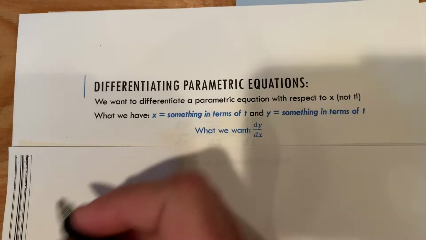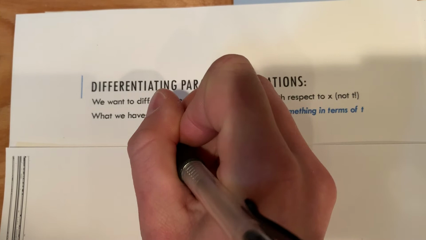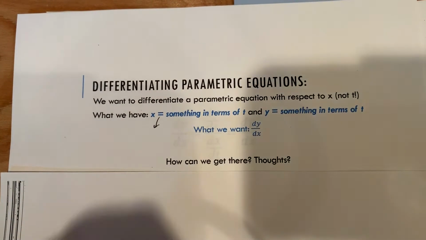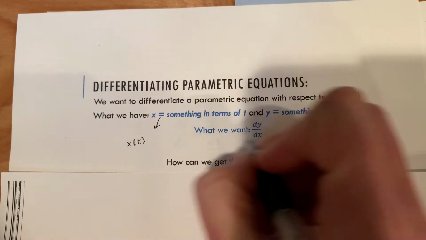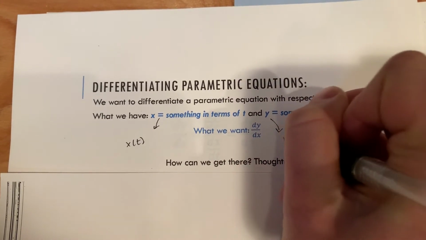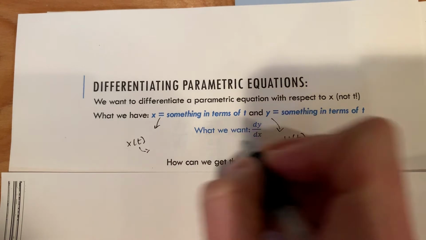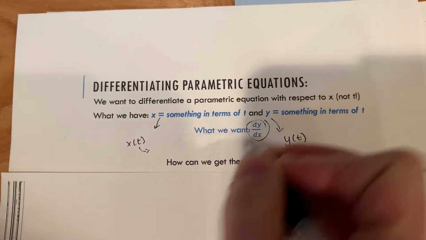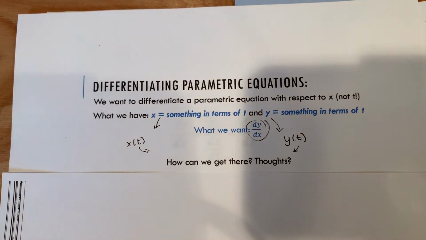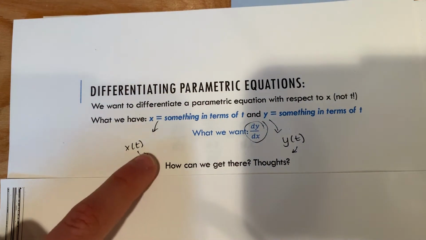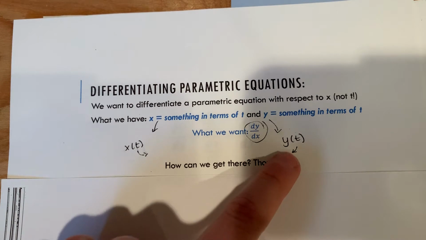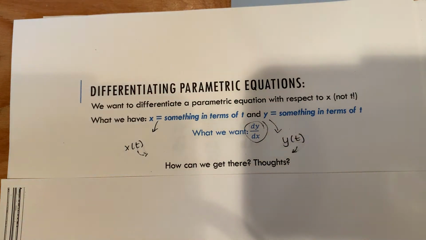So if you think about it right here, when this says x equals something in terms of t, we're talking x of t, and y in terms of t, y of t. So how can we go from differentiating this and differentiating this to get back to dy dx? So I'd encourage you to pause the video right now and try to think about a possible way to go from x of t and y of t, seemingly separate functions, to the derivative dy dx.